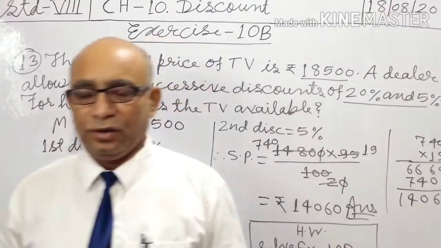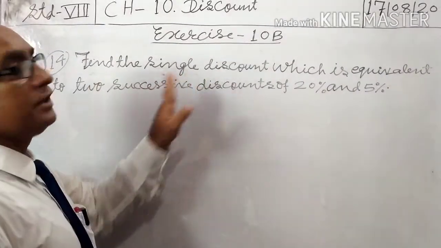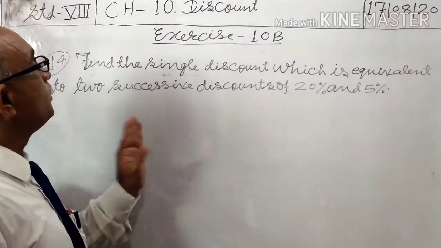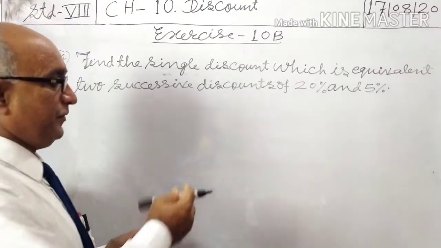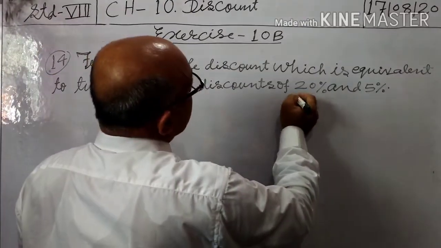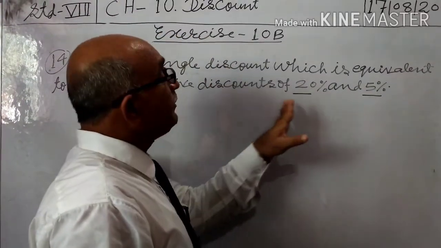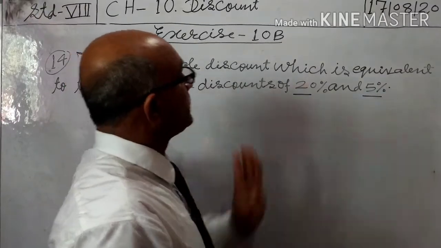Students, last question, question number 14. Find the single discount which is equivalent to two successive discounts of 20% and 5%. Here two successive discounts 20% and 5%. We have to find the single discount equivalent to both discounts.